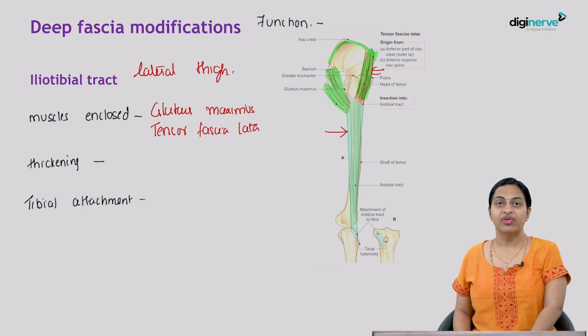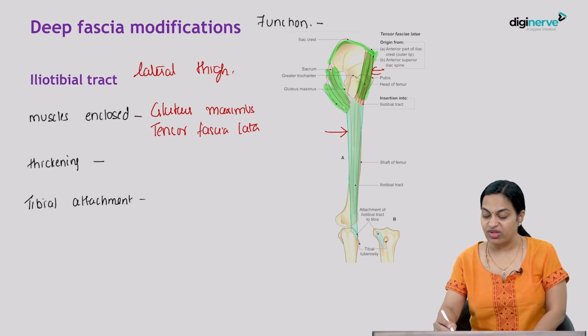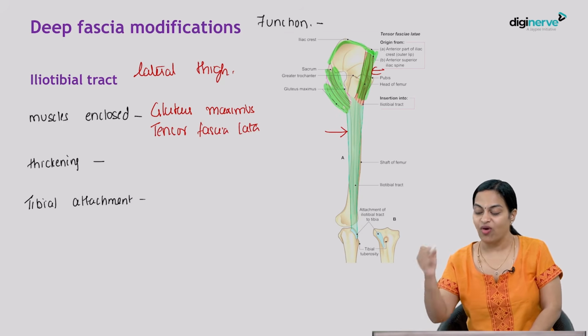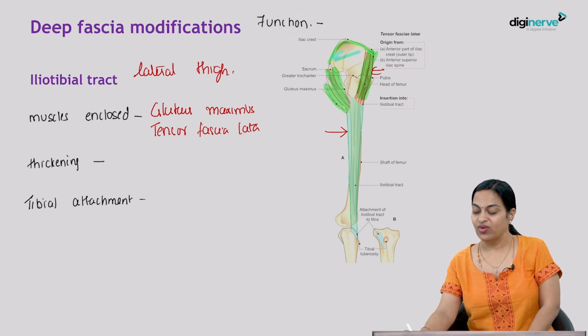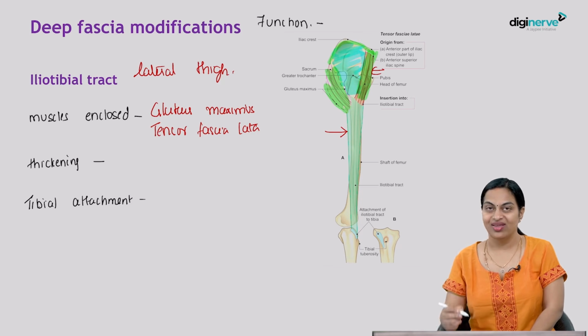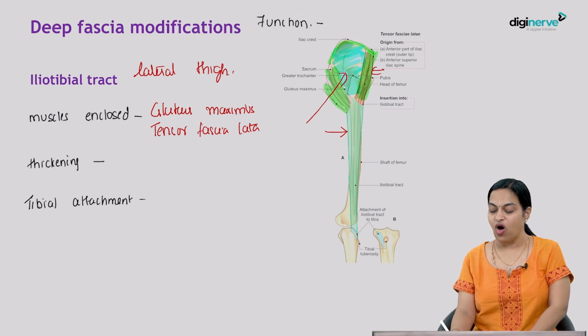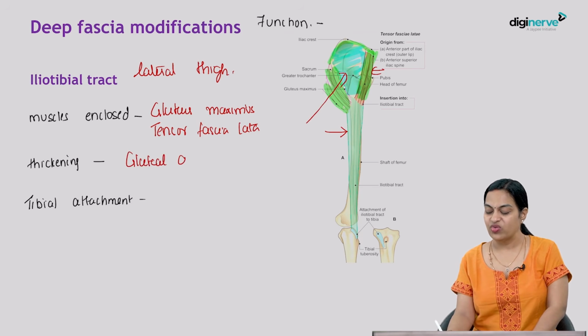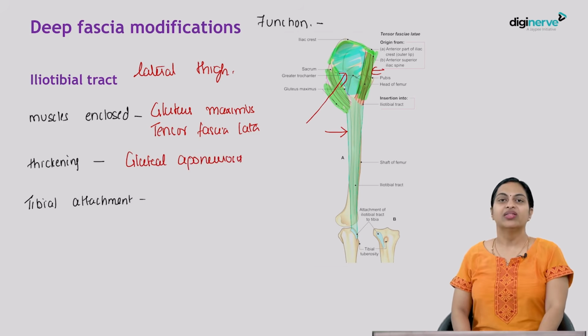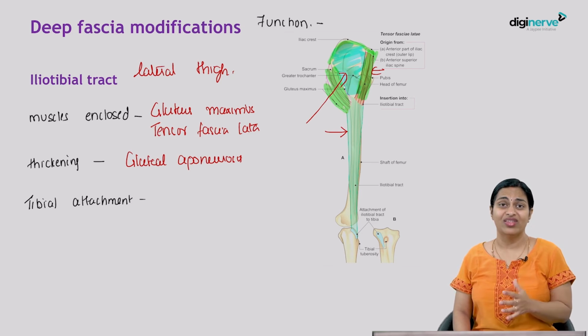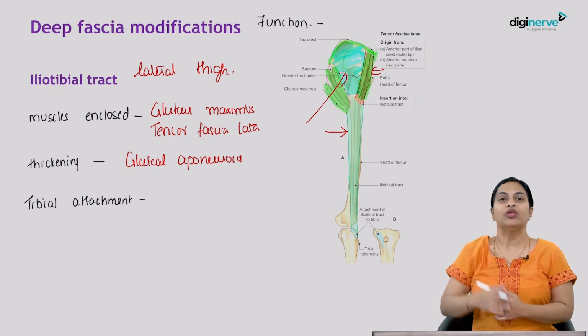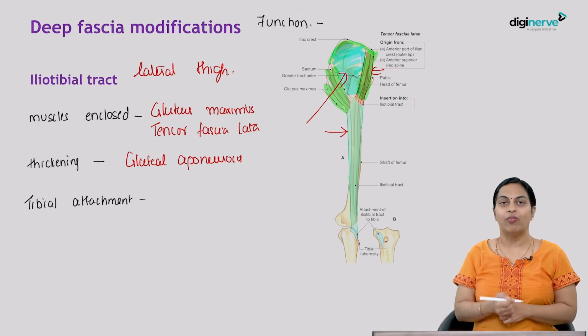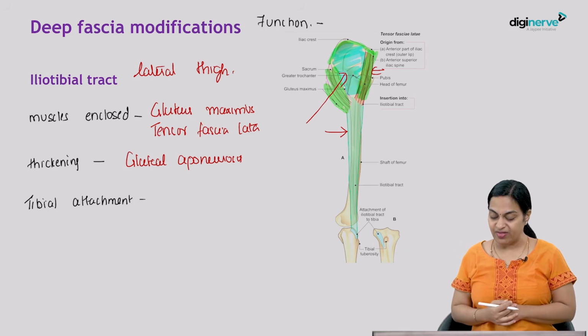So the iliotibial tract splits to enclose these two muscles. And I'll tell you one interesting point here. The part of the fascia lata which lies between the enclosure of these two muscles is called the gluteal aponeurosis. And you know what lies underneath the gluteal aponeurosis? The gluteus medius muscle. This is important because the intramuscular injections that we give in the buttock region are into this muscle. The needle passes through the gluteal aponeurosis to enter the gluteus medius muscle, okay?